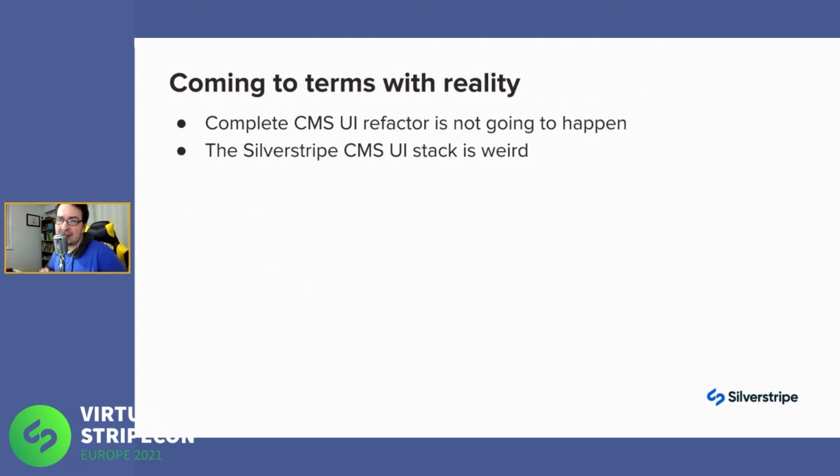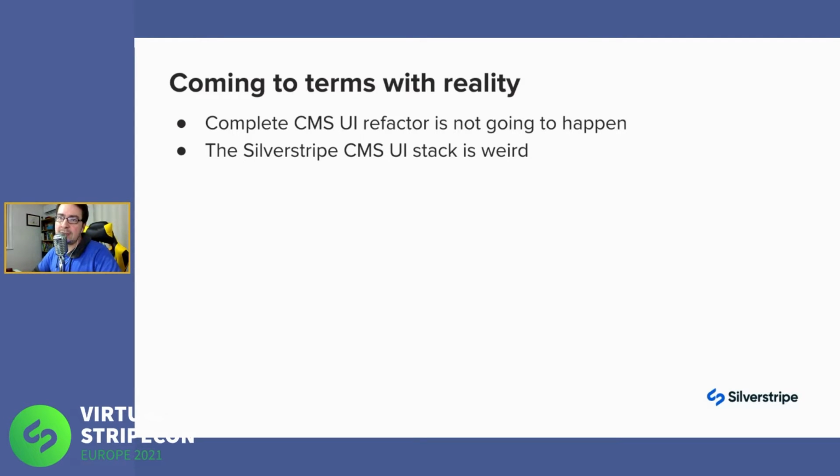The simple reality is that the Silverstripe CMS UI stack is weird. We just have to learn to live with the weirdness while trying our best not to add to it. In practice, what this actually means is that we have to get better at explaining to developers how this crazy thing is put together and how they can actually interact with it.